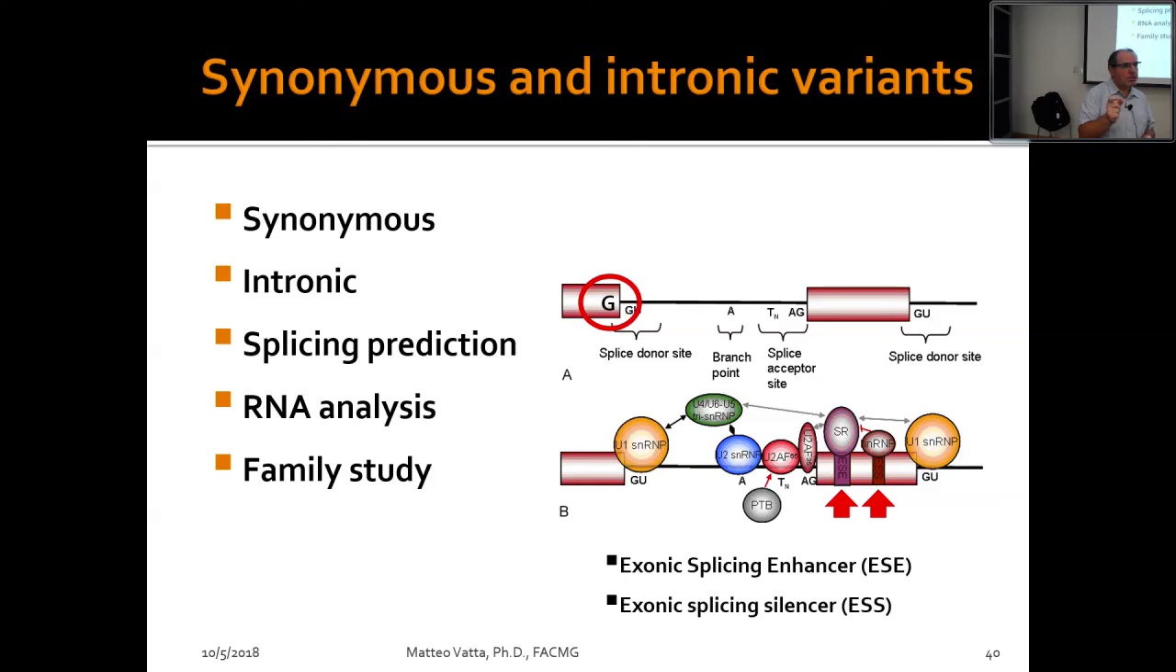So those stretches of DNA are called exonic splicing enhancers if they help the splicing, or exonic splicing silencers if they prevent this splicing. So in addition to that, splicing prediction should also be done for synonymous changes. And if a clinical lab is able to, the transcriptome can also be done.